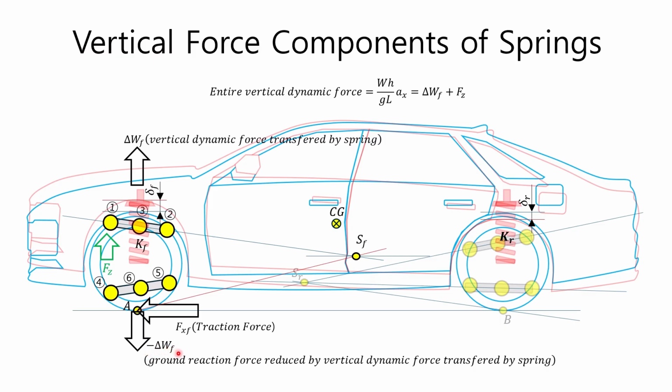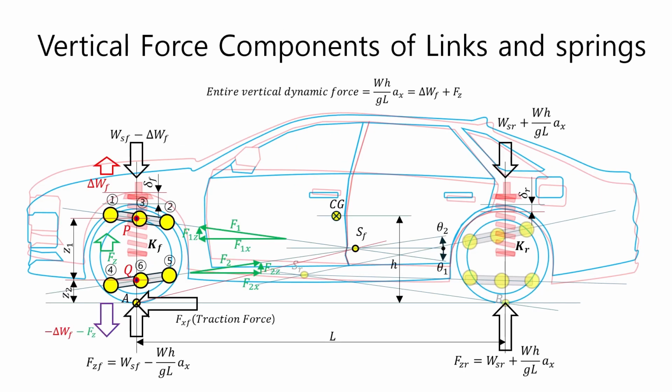In the example shown in the figure, the front wheel ground reaction force, delta WF, indicates that the front wheel vertical load is reduced due to the load transfer through the spring. Let's analyze the vertical components of the suspension links and the spring vertical components simultaneously.